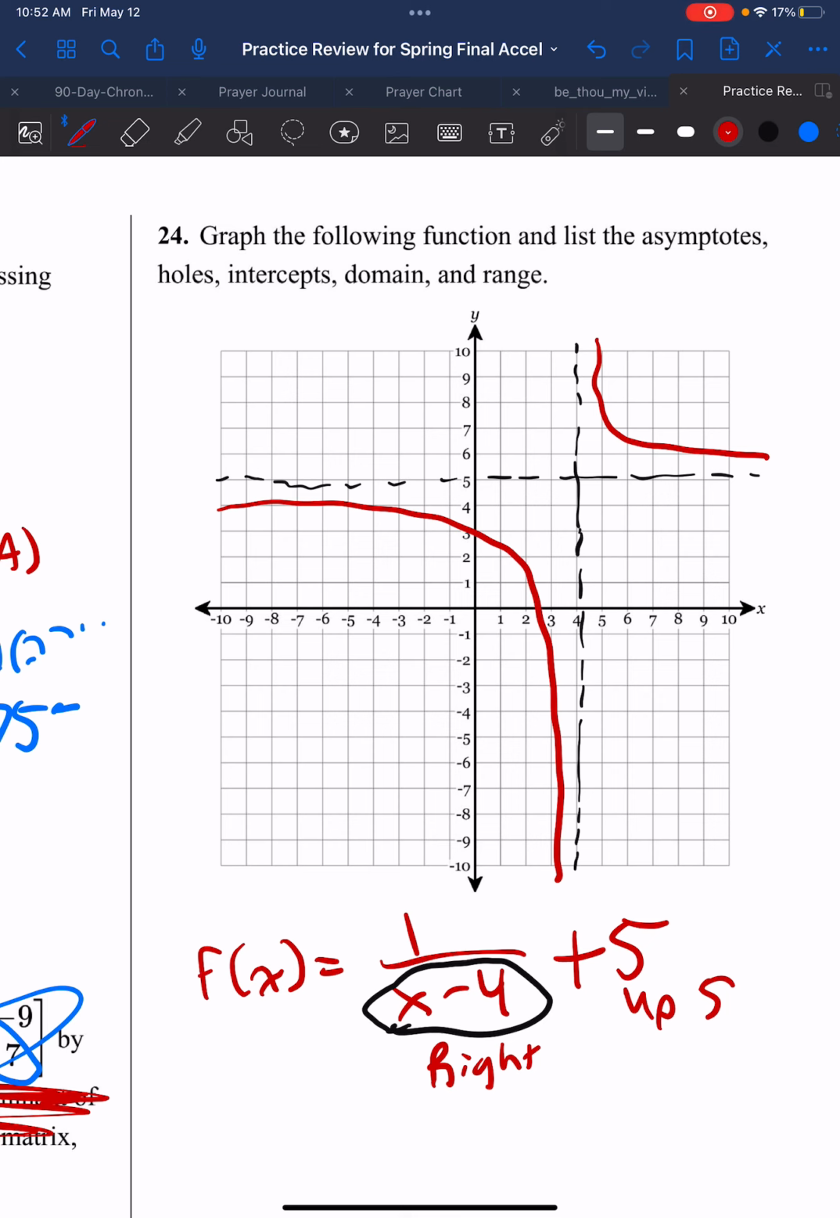And then for any holes, it's whatever the domain cannot be equal to. So it's a function, but really what you're going to look for is just this generic shape. Knowing where the asymptotes meet should tell you basically most of the stuff that you're going to need to know.